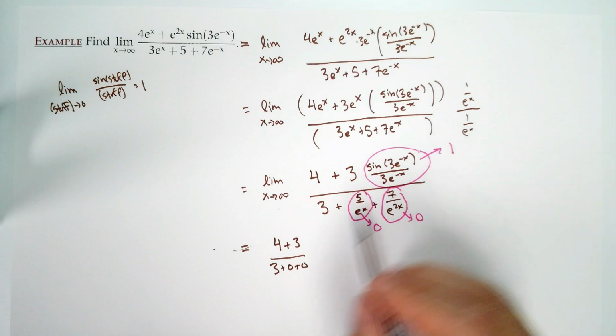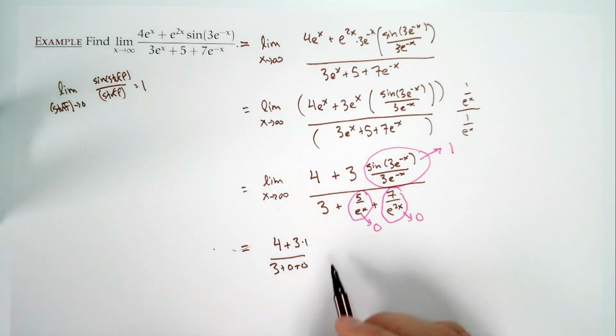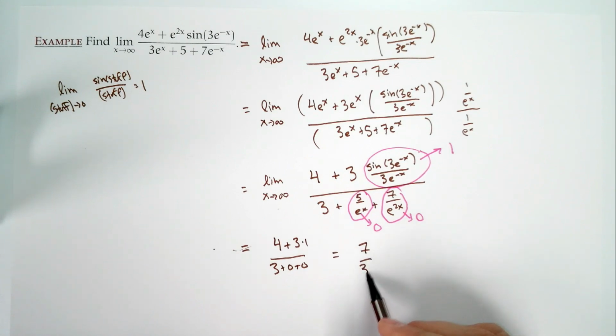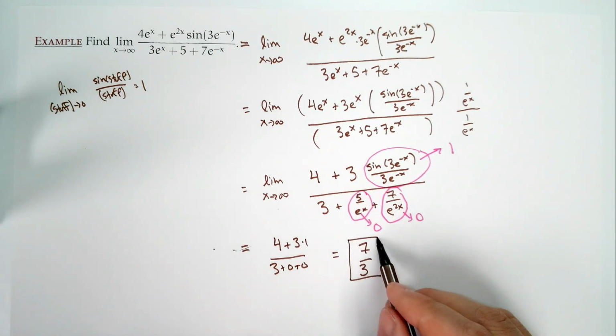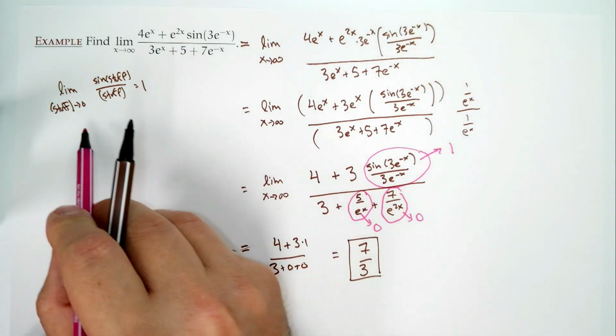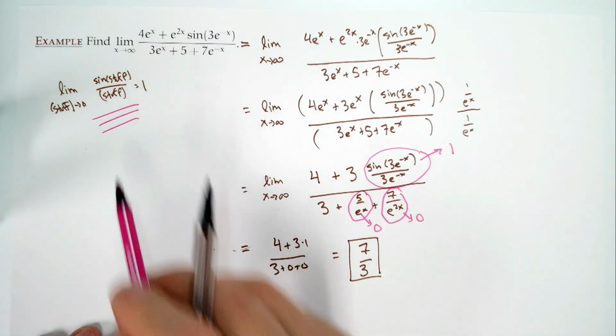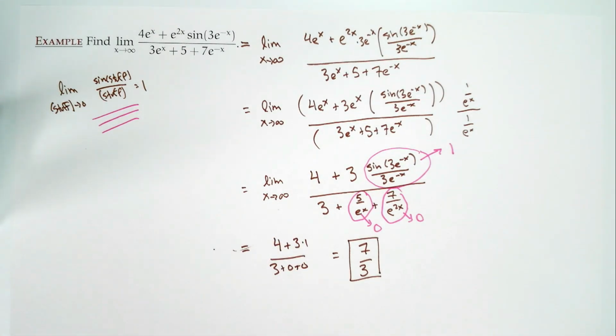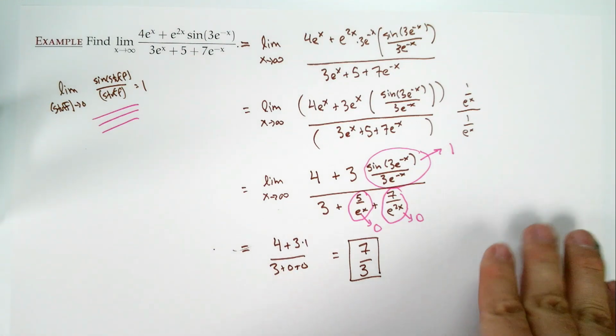We can even say it's 4 plus 3 times 1. So our final answer, the one we're going to write down, giving us full credit, 7/3. Nice, nice. So here, kind of the thing is, you see that sine, and you say, okay, let's apply the rule. Sine of stuff over stuff is 1. Write it in that way, and then not so bad. Life is good. So let's do one more.